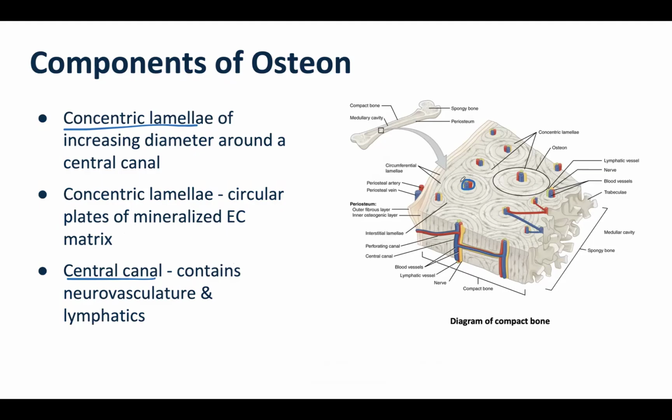And then surrounding these central spaces are circular plates of mineralized extracellular matrix. And interspersed in there will be these small spaces called lacunae where osteocytes actually sit. And recall, these are those mature bone cells that are important in bone metabolism. So the osteocytes send their processes in continuation of the space called canaliculi, and this allows for the osteocyte processes to communicate with other osteocytes. And this makes it a really interconnected system throughout.